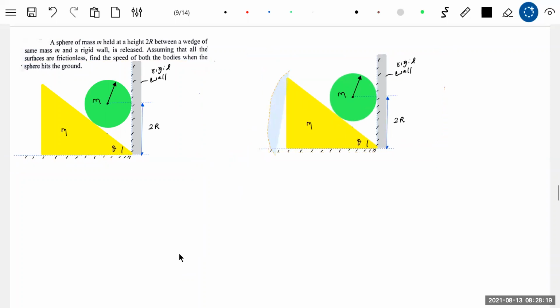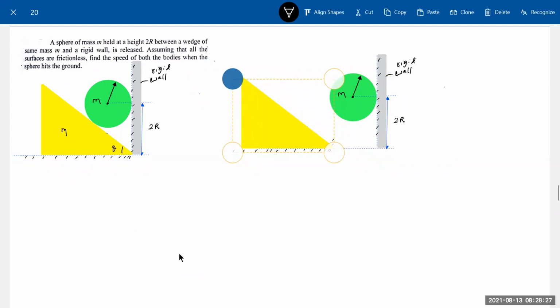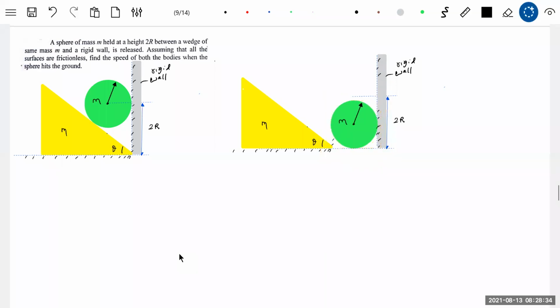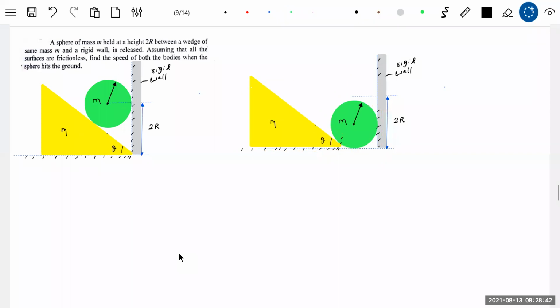And finally, the wedge will move like this, horizontally. And what about the sphere? The sphere will descend vertically. The sphere will just move vertically down and the wedge will move horizontally. And this is what happens when the sphere landed.